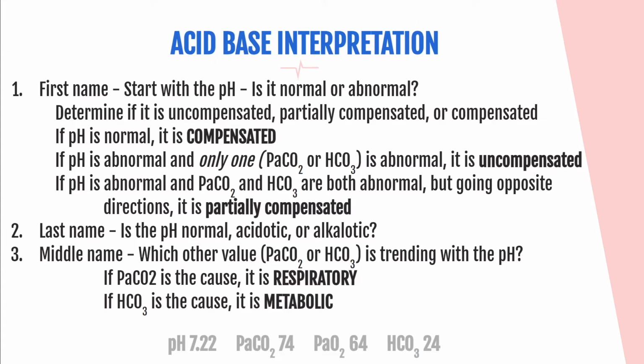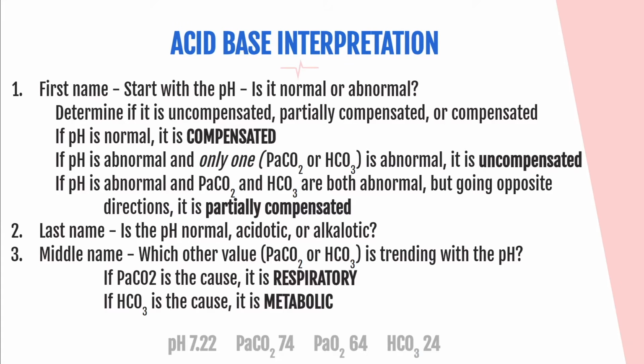Now let's look at the pH again to figure out the last name. The pH is 7.22. Is this acidic or is it alkalotic? It is acidic. So we have an uncompensated acidosis. We've got 2 of the 3 names already. All we need is just a middle name. This brings us to step 3.